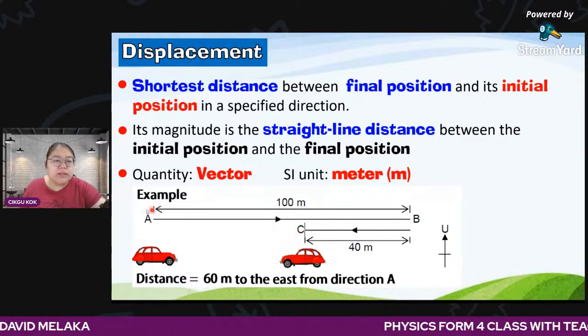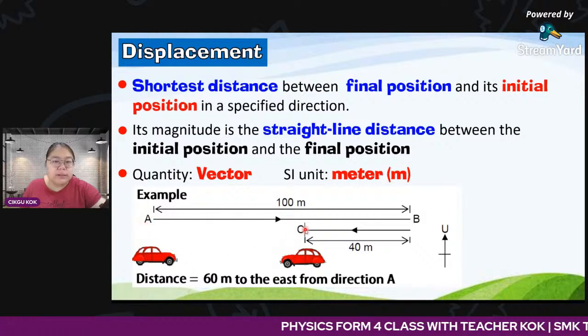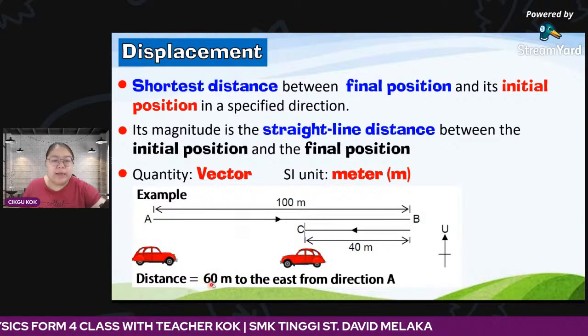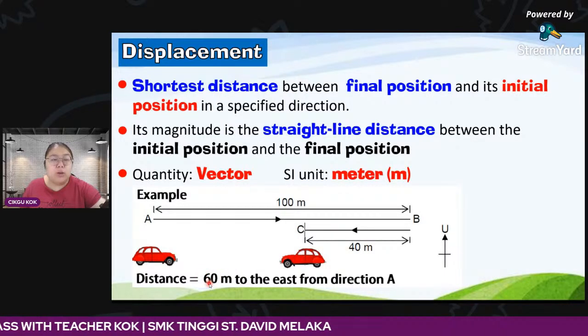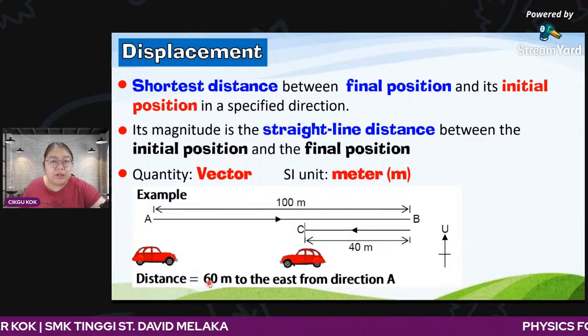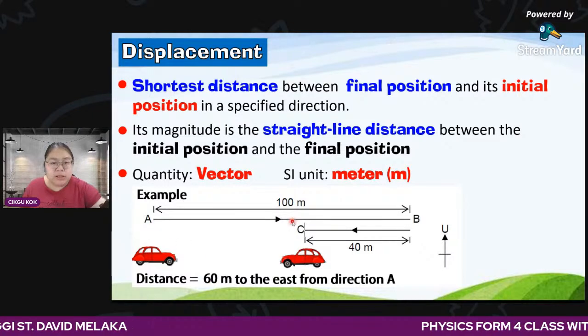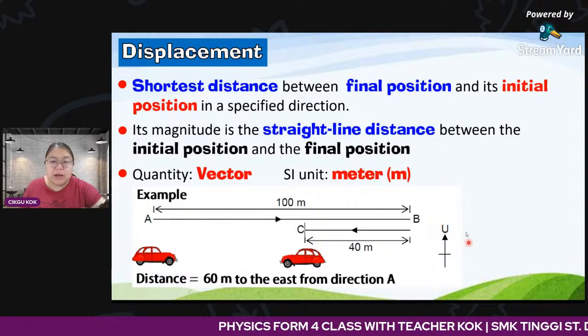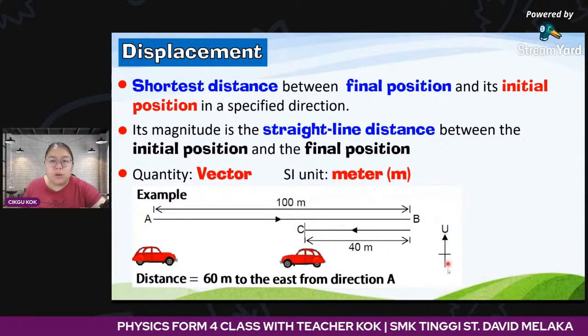So this one, the starting point is A and the ending point is C. You just count from A to C, that's all. That one is the displacement. So from here I get 60 meter. Don't forget you need to mention the direction, where they go. A to C only, so that means they go to the east. This one is a direction. This one is east.